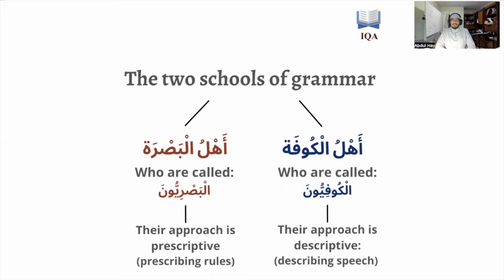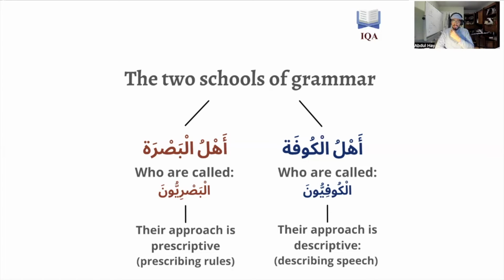Ahl al-Basra, their approach is prescriptive. Their goal is to prescribe rules of grammar: this is the rule for this, this is the rule for that. This is more what the school of Basra was about. Now, the school of Kufa, even though of course they had their own rules and were also about laying down rules, their approach was more descriptive. It was more about describing, writing down and recording the speech of the Arabs, but not necessarily to prescribe rules as much. And we're going to see examples and proof for that.